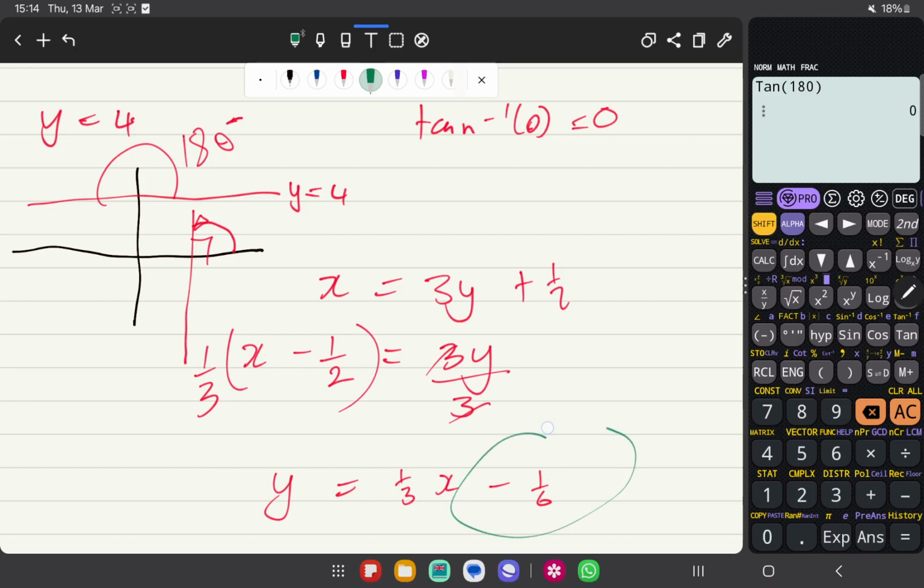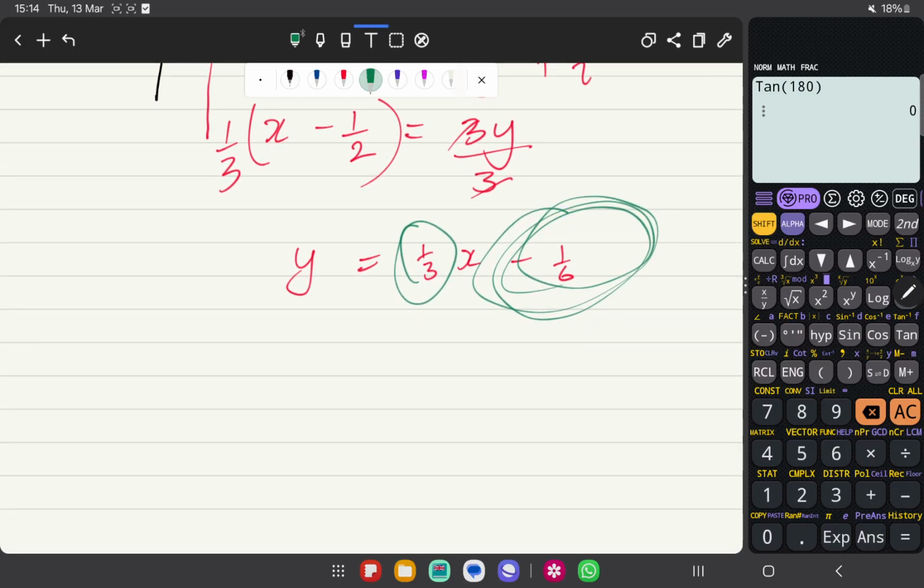You don't care about this last part. Your focus is here on your gradient. You take that, you're gonna have tan^-1 of 1 over 3. Then you get your angle of inclination. Shift tan 1 over 3, and then you have 18.4. So that's what's up.